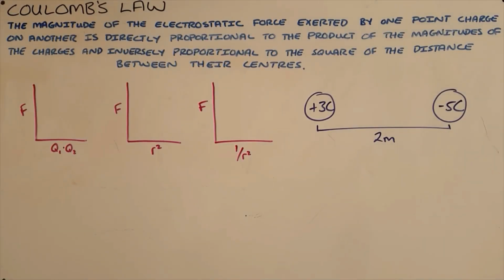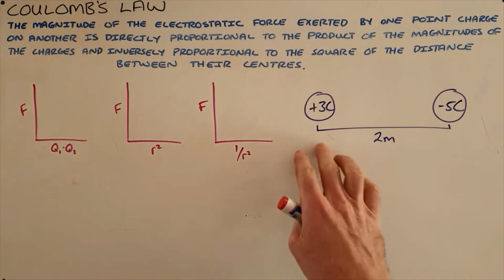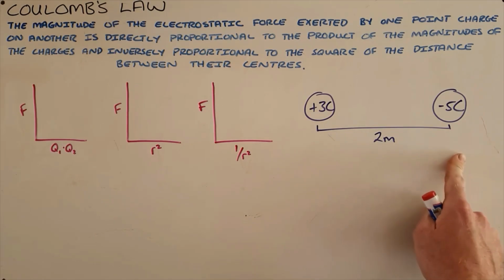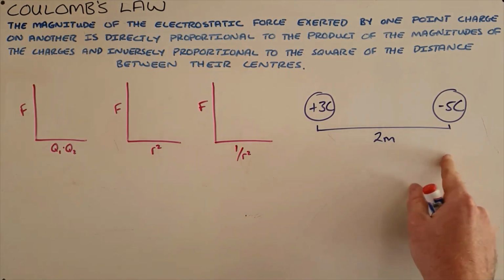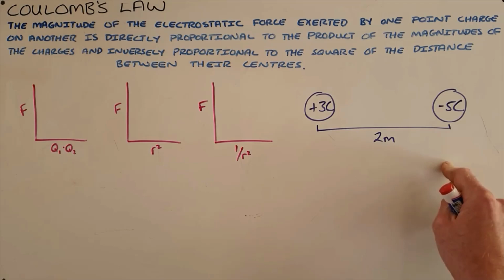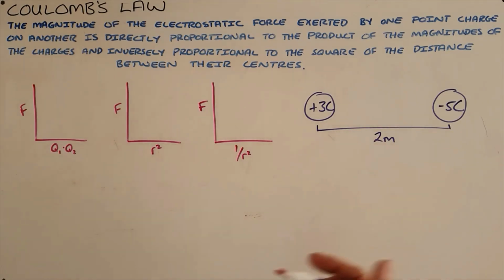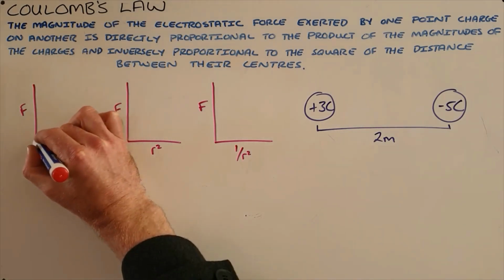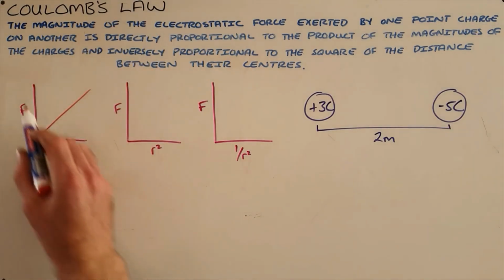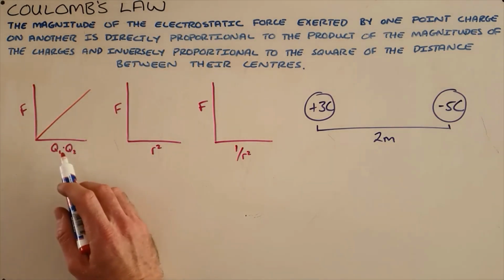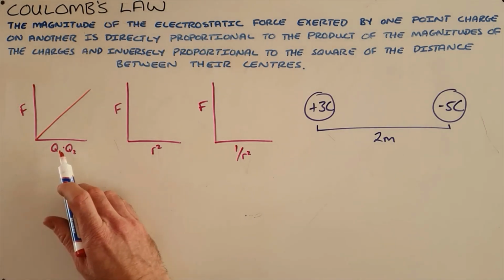Coulomb's law states that the magnitude of the electrostatic force exerted by one point charge on another is directly proportional to the product of the magnitudes of the charges and inversely proportional to the square of the distance between their centers. So what this tells us is, for two objects that are separated by a certain distance, there is going to be an electrostatic force that exists between them, and that force is directly proportional to the magnitude of those charges, basically saying that the bigger the charges are, the bigger the forces are, which shows on that force versus magnitude or product of charges graph.